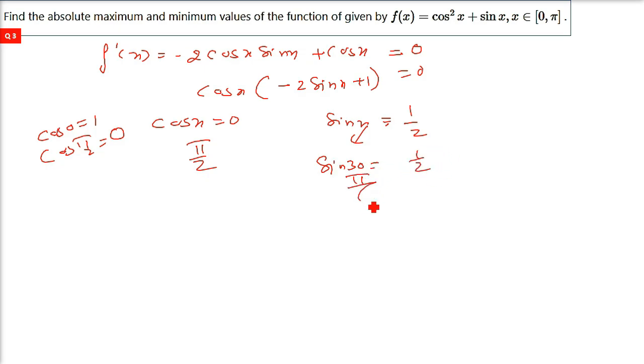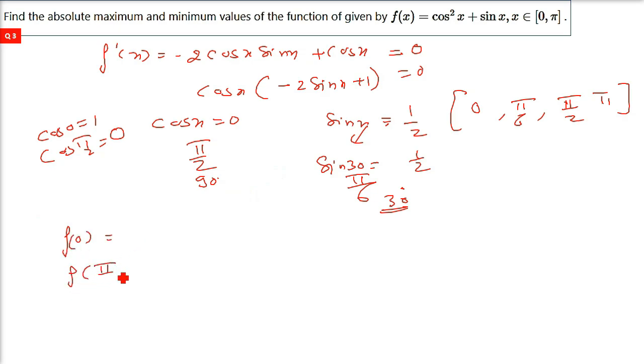So we got two angles here. One was pi by 2, which is 90 degree, and pi by 6, which is 30 degree. Now fortunately 30 degree and 90 degree lie between 0 and pi. So we already had two values, 0 and pi. So I'm inserting pi by 6 and pi by 2 also, in order to check these critical points for absolute maximum and minimum. F0 you have to find out, f pi by 6, f pi by 2 and f pi.